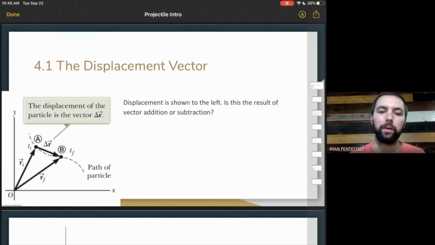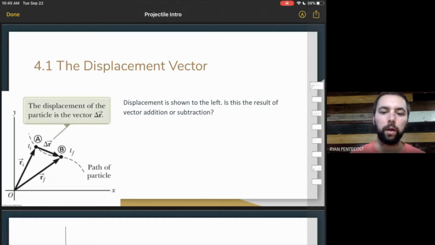Hi, everybody. So today we are going to start chapter 4 with an introduction to projectiles. This is really going to start off with just general vector stuff, how we're going to use those with kinematics. And then the last one will actually have to do with a projectile. So this first one is about the displacement vector.